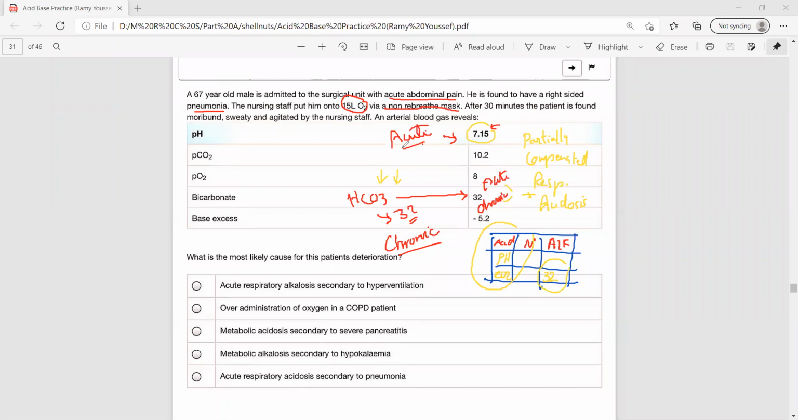Okay, so what is this? What is the base here? The base: the patient has a chronic respiratory problem. It can happen that this patient has an acute on top of chronic respiratory problem.